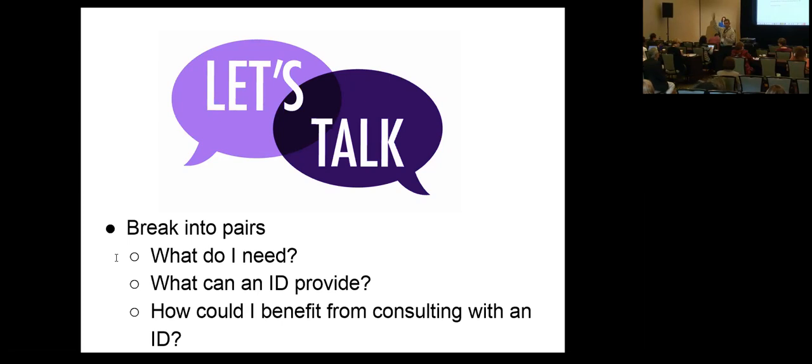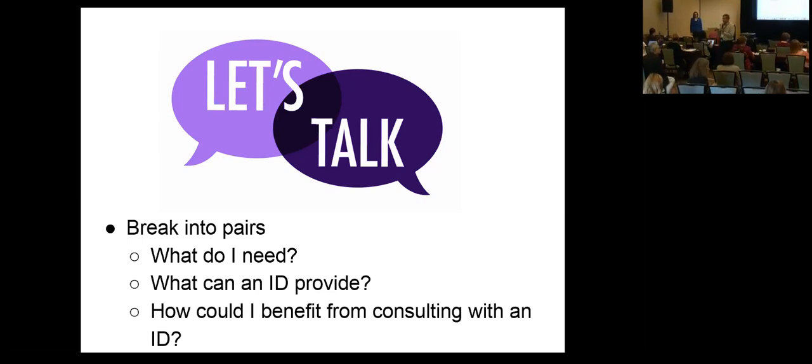I want the faculty members to raise their hand and find a spot, and then IDs, I want you to swarm to your faculty members. And we're going to spend about 5 minutes talking about what you need.